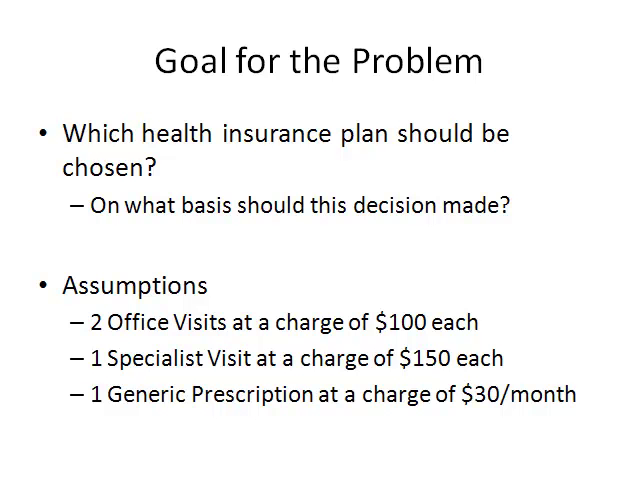I wanted to pick the plan with the lowest total annual cost, assuming several visits to my doctor and a specialist. The visits to my primary care physicians incur a charge of $100, and the visit to a specialist incurs a charge of $150. I will also assume a single generic prescription that is charged at a rate of $30 per month.